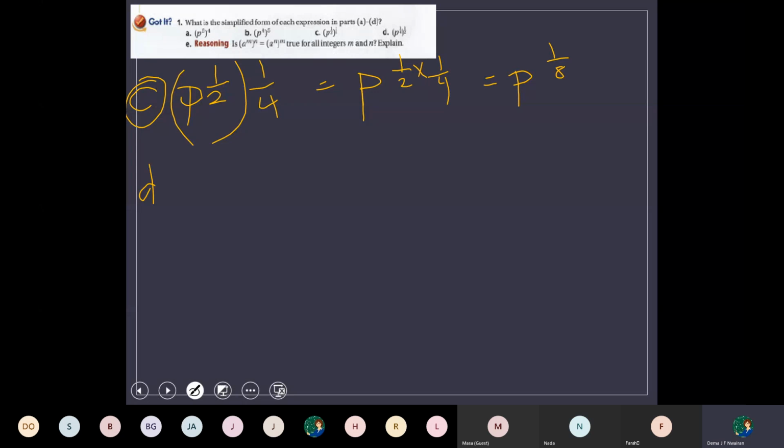Now let's do E. It was P raised to the power 1 over 4, raised to the power 1 over 2. How can we solve it? I will put P, then I will multiply 1 over 4 times 1 over 2.